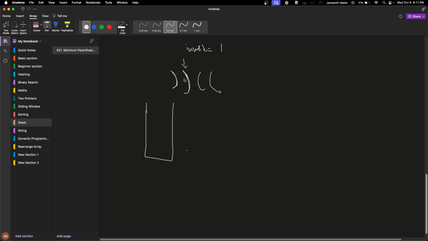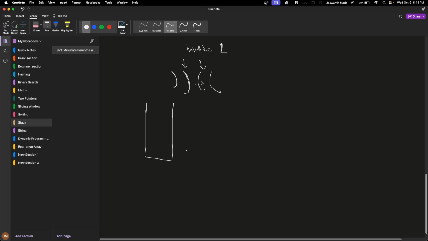And I'll go to the next parenthesis. I see that this guy is also a right parenthesis. He's also looking for a left parenthesis, so he'll go and look into the stack, but he finds no one. So he's also invalid, right? So the number of invalid will become 2.